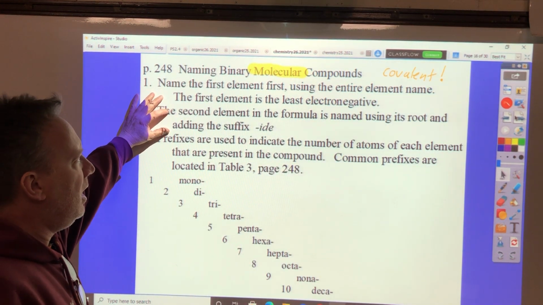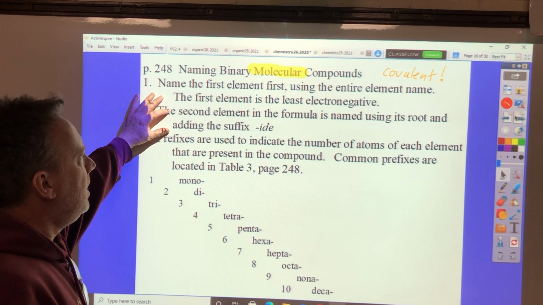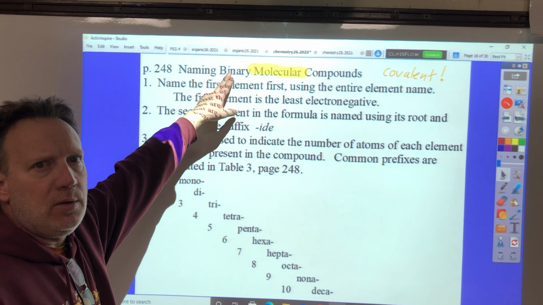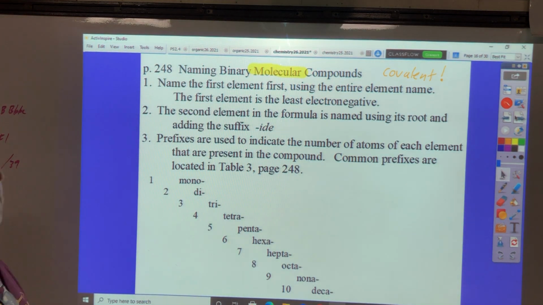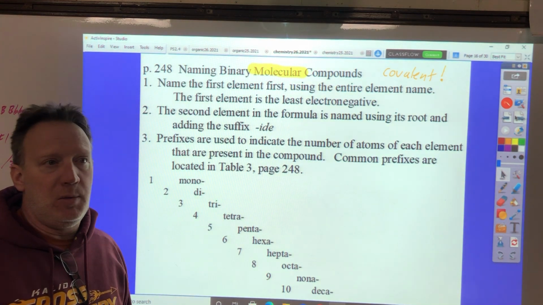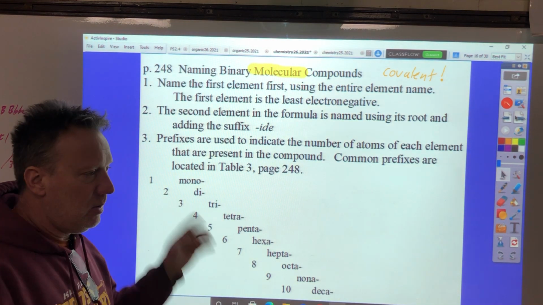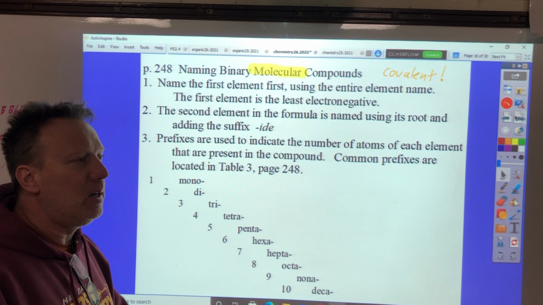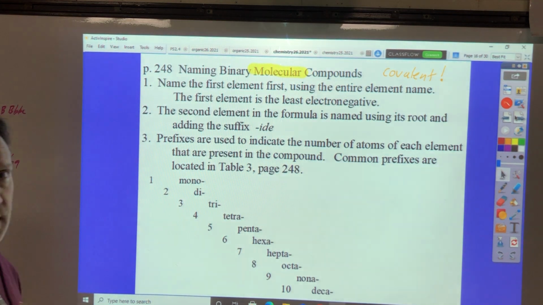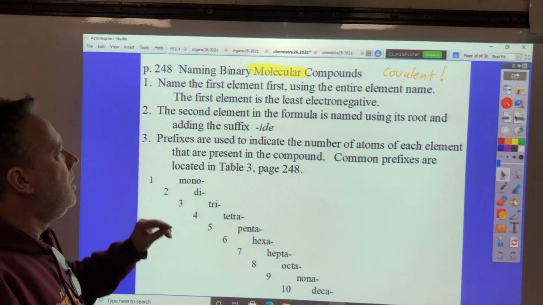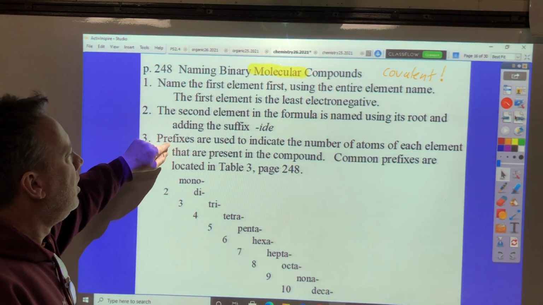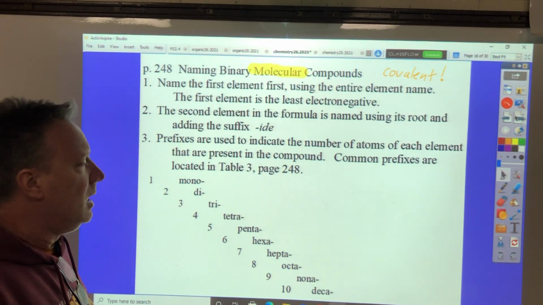The second element ends in "ide" if it's binary. Now that's like ionic, those end in "ide" if it's binary. The difference is you have prefixes, and by the way, this is not stock system naming. This book, for whatever reason, doesn't do oxidation numbers till forever later, but there's a stock system naming where you do it by oxidation number. That's not today. So there's two naming systems for this, and you need both of them, unfortunately.